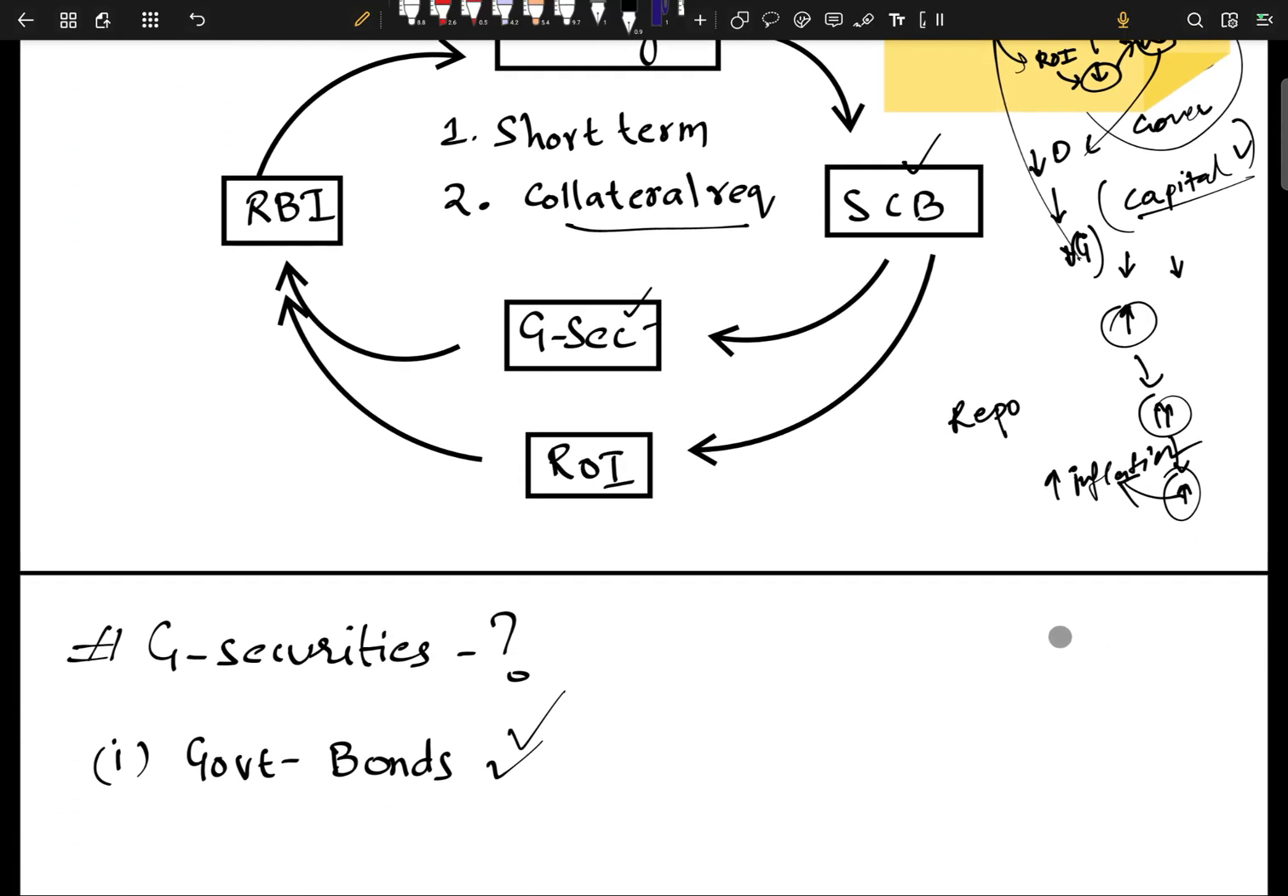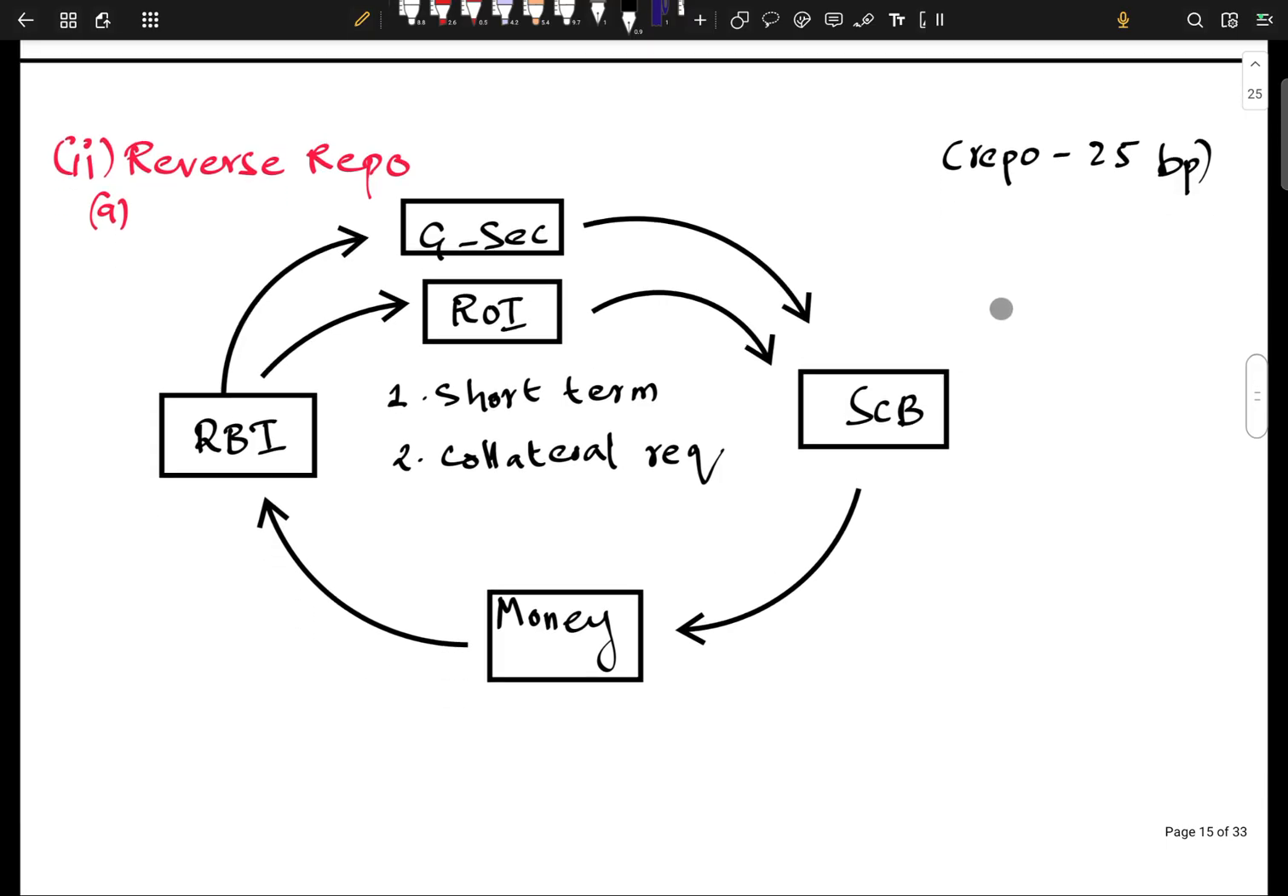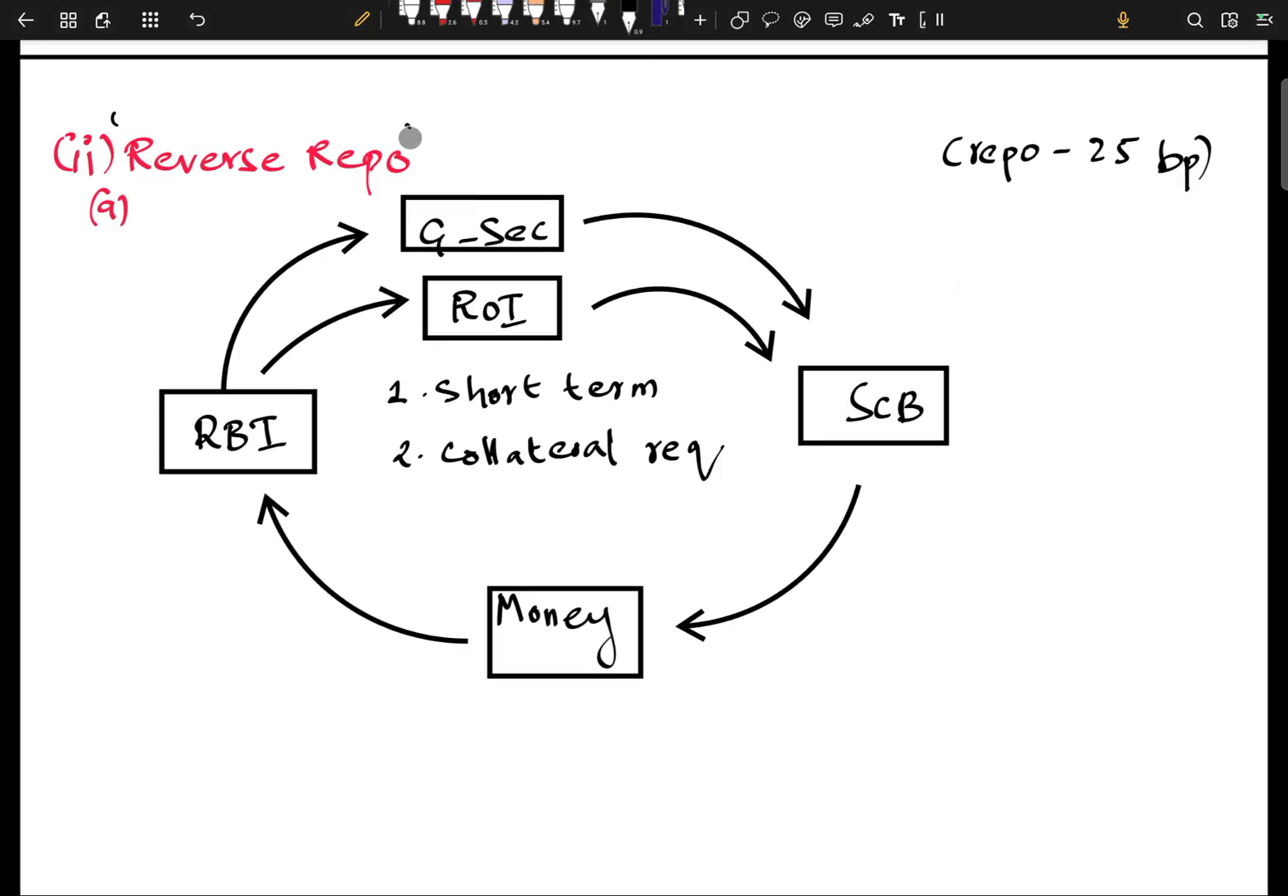Hope it's clear. And next, we also have to look at reverse repo rate. It is just the opposite of repo rate. Here, the scheduled commercial bank doesn't take loans, but rather gives money to the RBI.